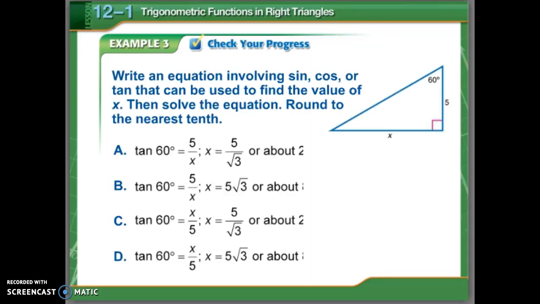All right, we've got a check your progress problem now. This is another one you're going to need to copy down and put in your notes as part of your classwork. It says write an equation involving sine, cosine, or tangent that can be used to find the value of x. Then solve the equation and round to the nearest tenth. So we've got a 60-degree angle, one side that's 5 and one side that's x. So work through this problem. Again, I'm not going to be showing the answer. When you get your answer, make sure you have work. Make sure you tell me the letter that you choose on your paper that you're going to turn in for classwork.